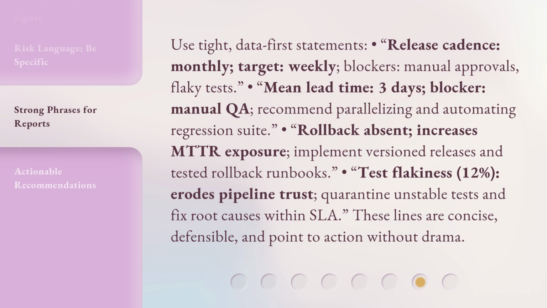Rollback absent, increases MTTR exposure. Implement versioned releases and tested rollback runbooks. Test flakiness, 12%, erodes pipeline trust. Quarantine unstable tests and fix root causes within SLA. These lines are concise, defensible, and point to action without drama.